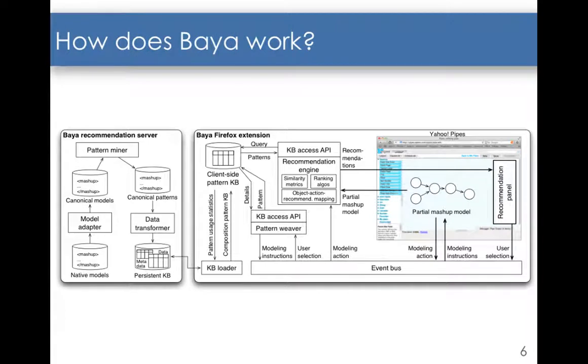Baya's architecture is divided into two main parts: the recommendation server and the interactive modeling environment. The recommendation server is in charge of harvesting the composition knowledge in the form of composition patterns from existing mashup definitions. The interactive modeling environment is integrated with the mashup editor in order to provide the right recommendations in response to the user's modeling actions. It also weaves automatically into the current mashup definition in order to help users in their composition tasks. Let's now see the details of each one of these parts.